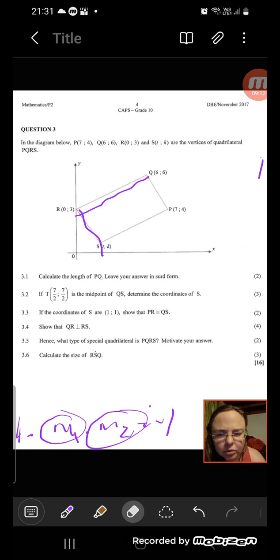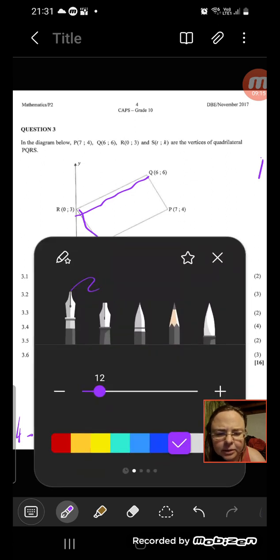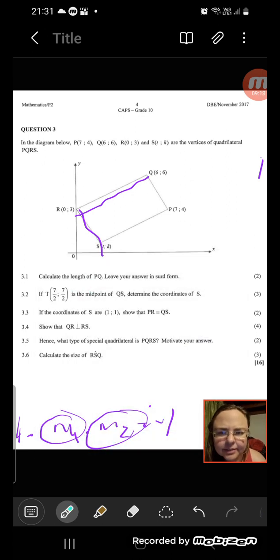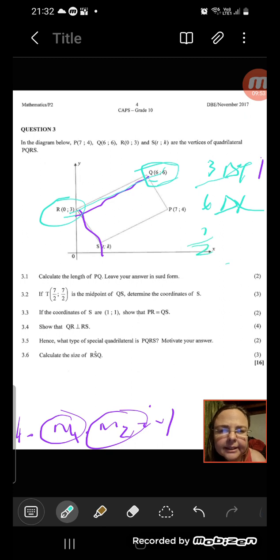Once you've written those formulas, man, you have knocked the ball out of the cricket field already. Cool. So, show that these 2 are perpendicular. I need the gradient here. So let's do a quick gradient. This is change in y over change in x. 6 minus 3 is 3, and 6 minus 0 is 6. That looks like a half. Okay, the gradient is a half.